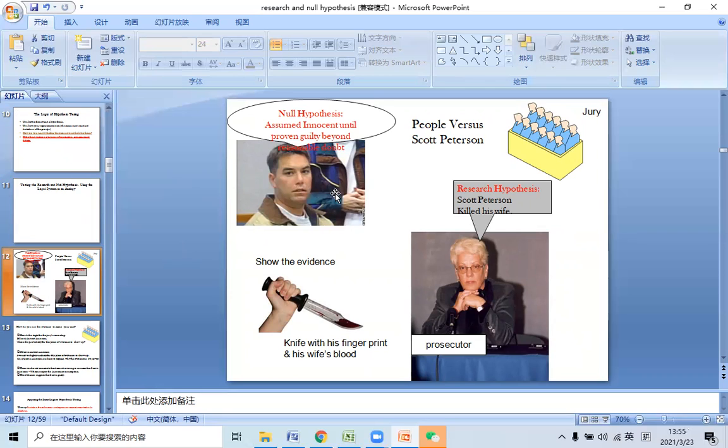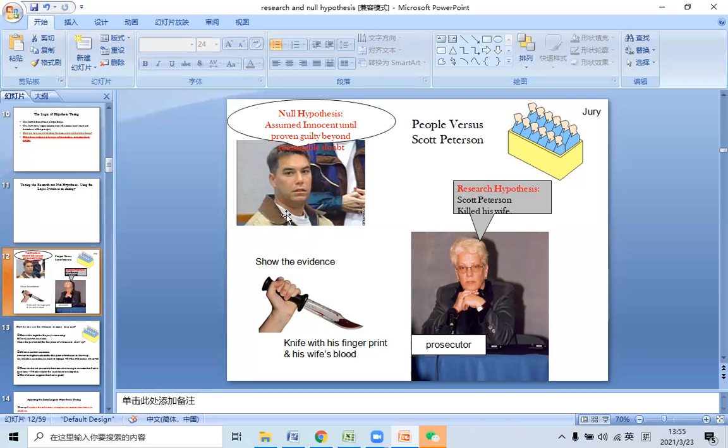This guy is accused of killing his wife. So this is a prosecutor. The prosecutor has a theory: Scott Peterson killed his wife, and you have to show evidence. Is this a good theory or a bad theory? You need to show some evidence. This is a research hypothesis.